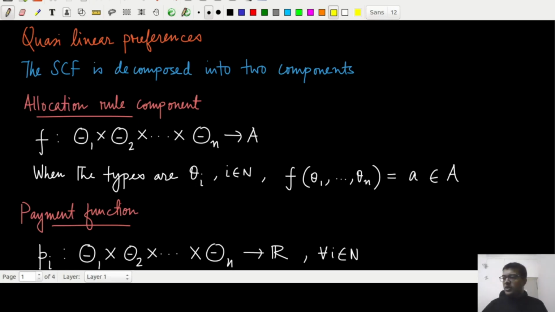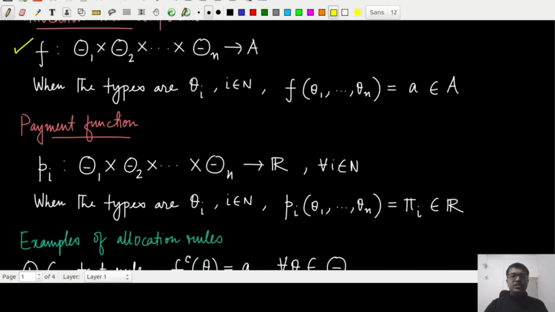So that's quite straightforward. Here is the reason why we have used a capital F, because we are going to use the allocation rule with the lowercase f, and the payment function is denoted by p of i, which is a function which maps this type profile. Let's say if the types are theta1 to theta n, then it gives out p of i, the mapped value of this p_i acted on this theta1 to theta n. So this is the payment function that we will refer to.